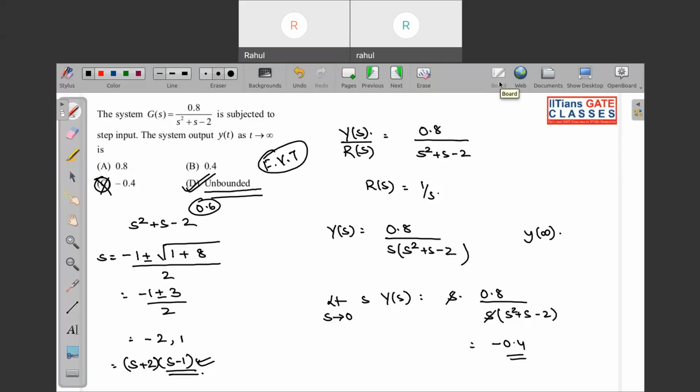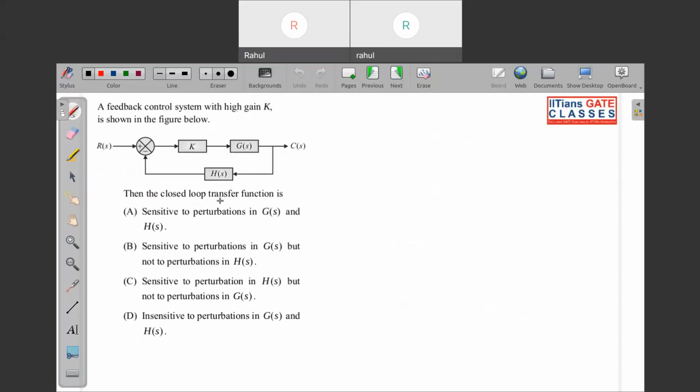Is that clear everyone? Solve this question very quickly, then we will go to SFG and block diagram. So solve this question.